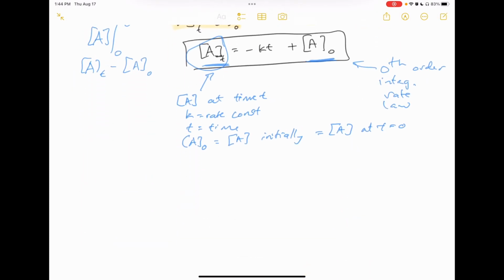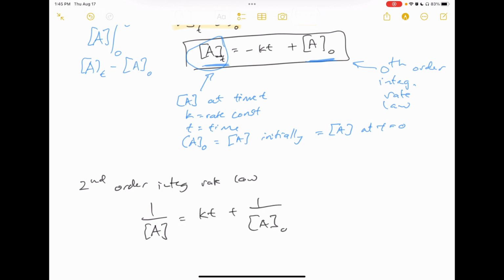Let me write it down for you. It would look like this: the second order integrated rate law. It's going to be 1 over A equals kt plus 1 over A naught. Okay, and again, the meaning of those variables is the same.